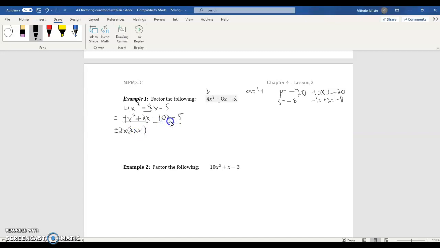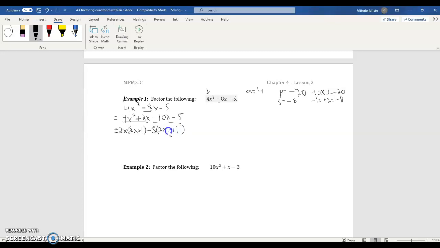And a good common factor to take out from minus 10x minus 5 could be, well, minus 5. So I take out the minus 5, and I divide each term there by minus 5. So minus 10x divided by minus 5 is simply 2x. And then minus 5 divided by minus 5 is plus 1.